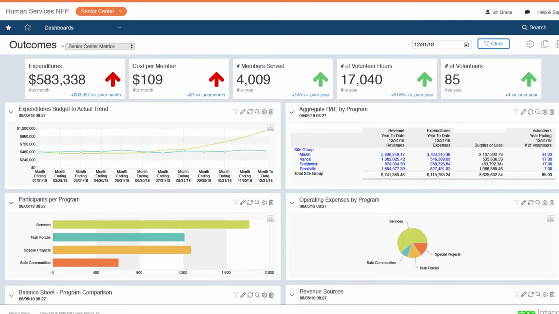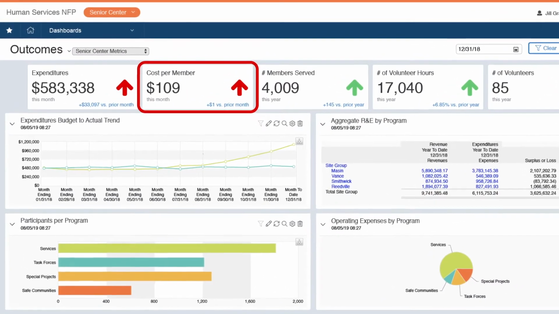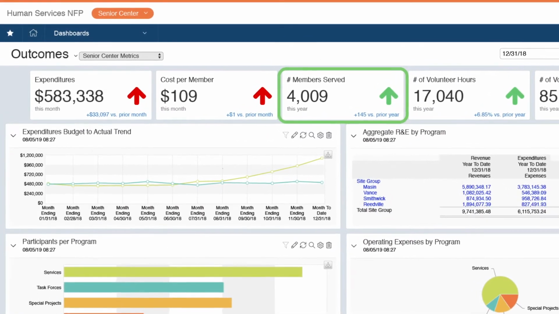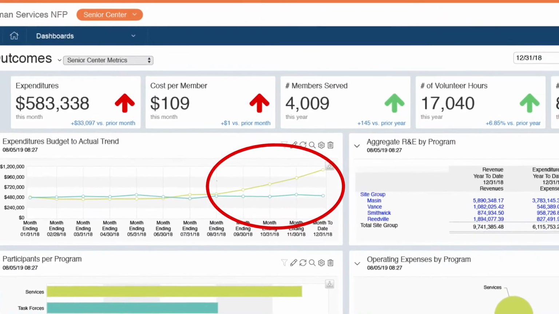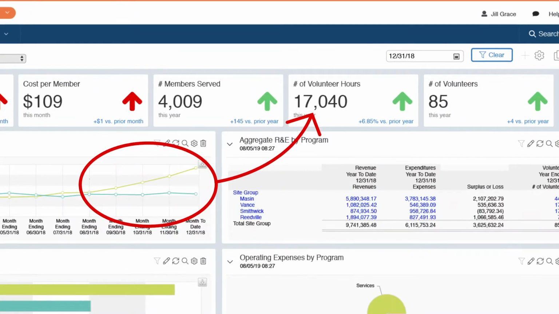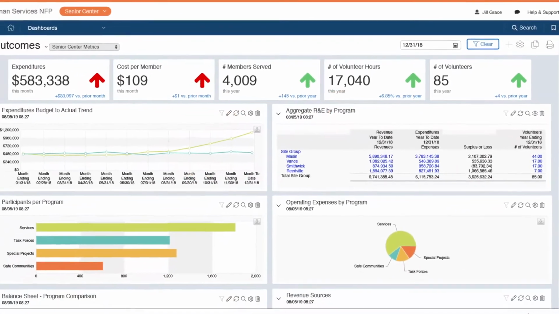Jumping over to the dashboard for the senior center, we see an overrun in the ratio of expenses to people served. By combining captured external and statistical information within the system, we can easily see that we're not meeting the service goals for the community center. Expenses are increasing while volunteer hours remain steady, indicating community support but increased overhead for the center.